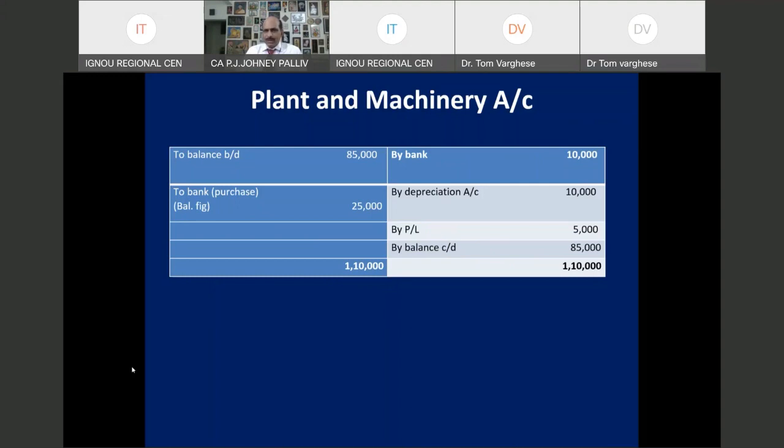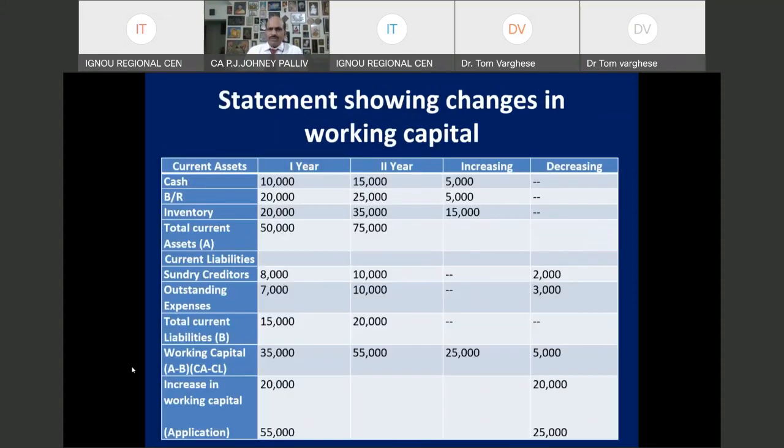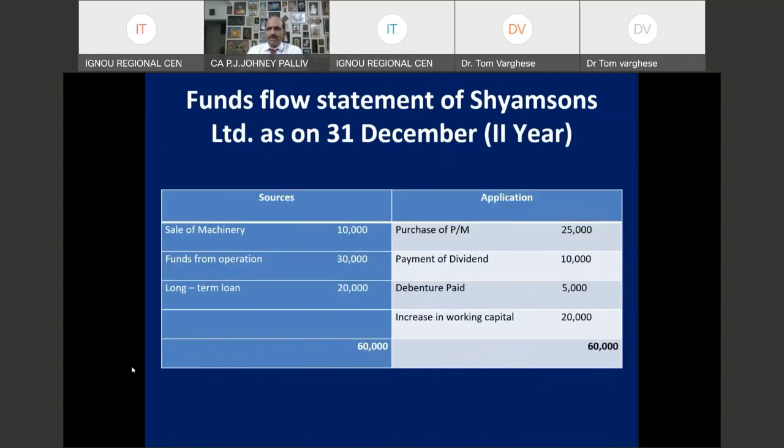In other words, in order to balance the ledger account, first you total the liability side or the credit side, 10 plus 10 plus 5 plus closing balance 85, which is 110. Extend that figure in the debit side, 110, and find out the balancing figure by reducing the opening balance from 1,10,000; you will get 25,000 rupees as purchase of plant and machinery during the year. Friends, purchase of plant and machinery is an application of funds. You can see purchase of plant and machinery 25,000.